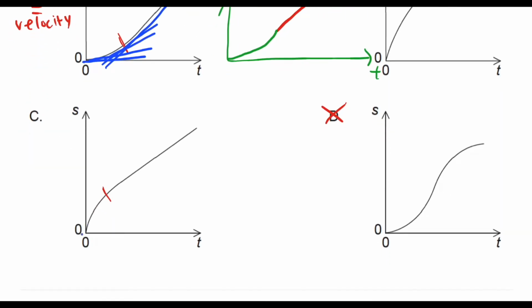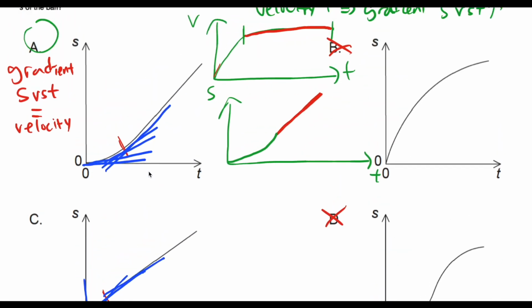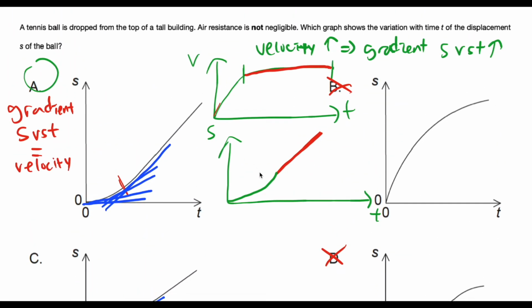And for C, the gradient initially looks something like this, and then like this, this, and this. So the gradient decreases, meaning the velocity decreases, which contradicts the graph here. So A is the correct answer.